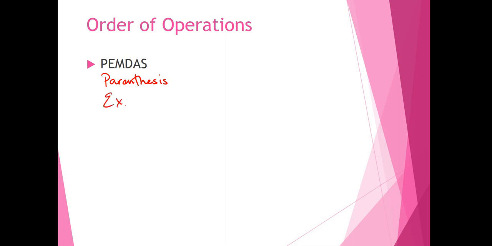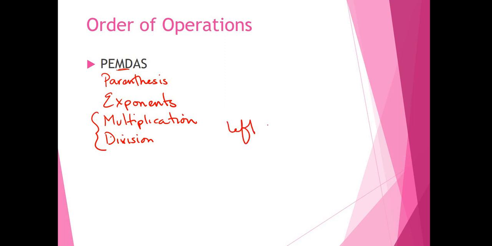The E is for exponents. So we're going to work on powers after we do our parentheses. Then we have MD. Now these two go together. They stand for multiplication and division. And we do those at the same time, working from left to right. We'll do some examples of that.